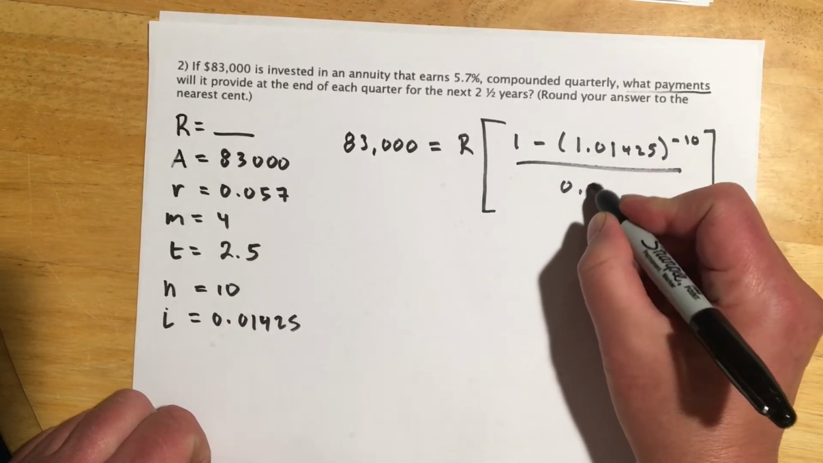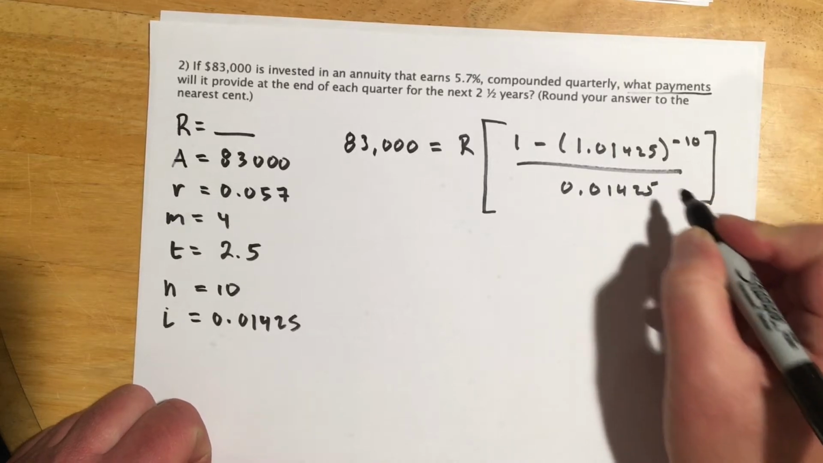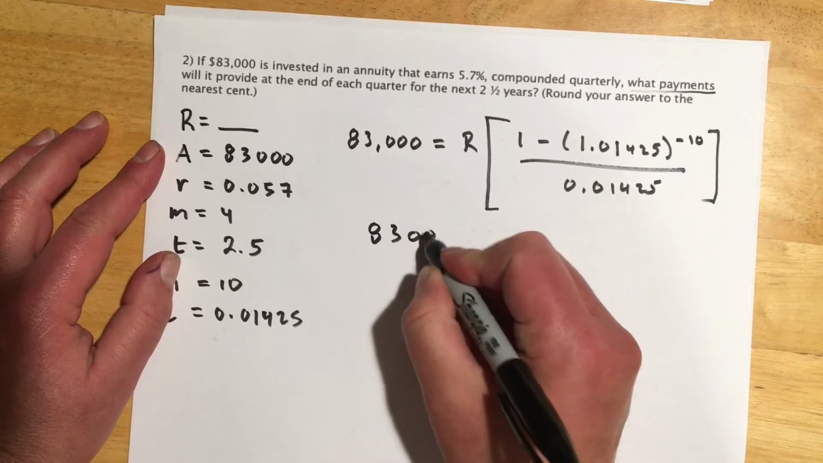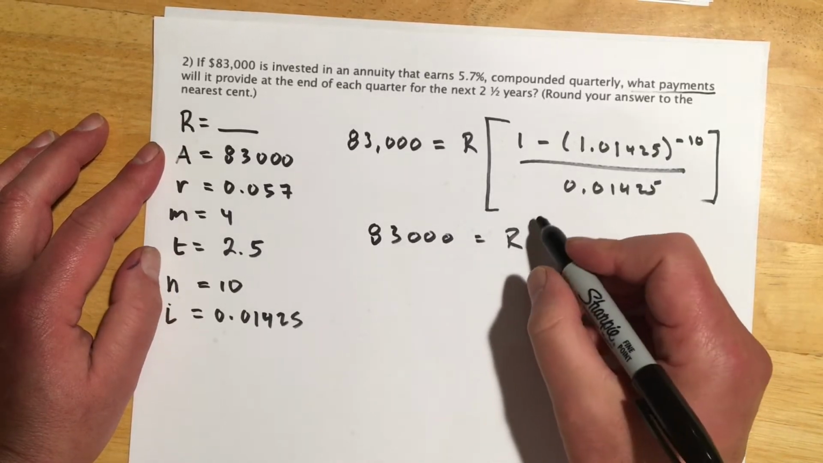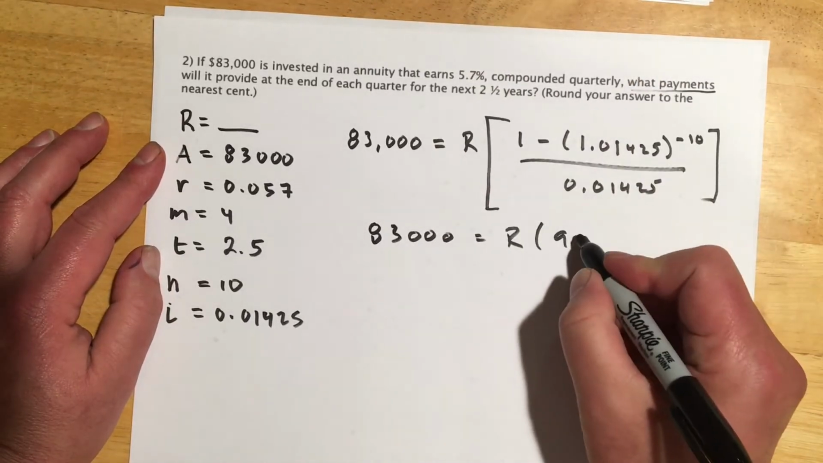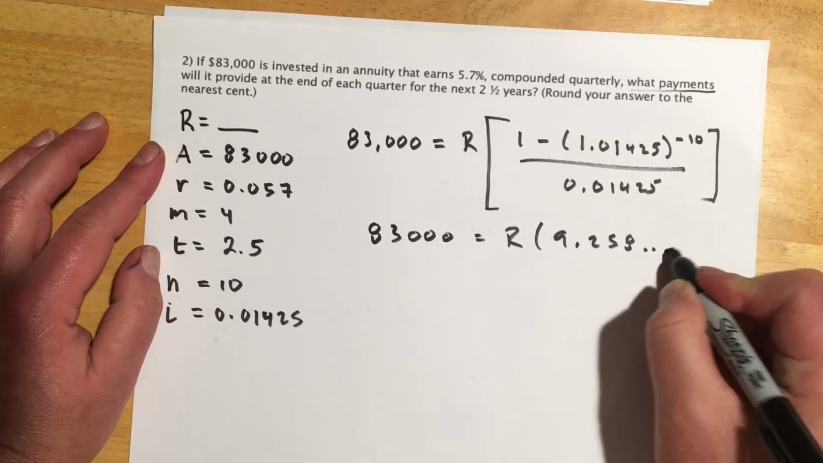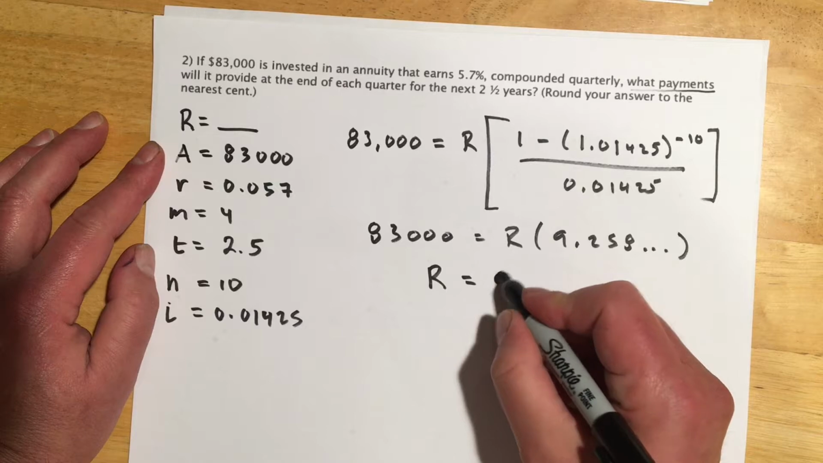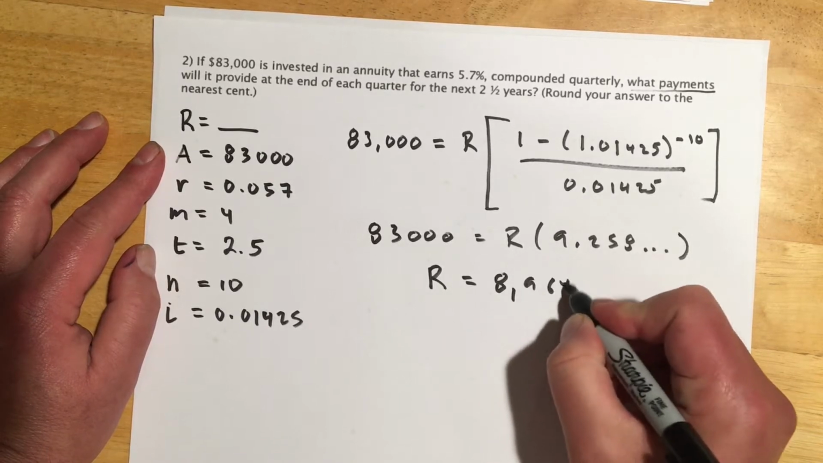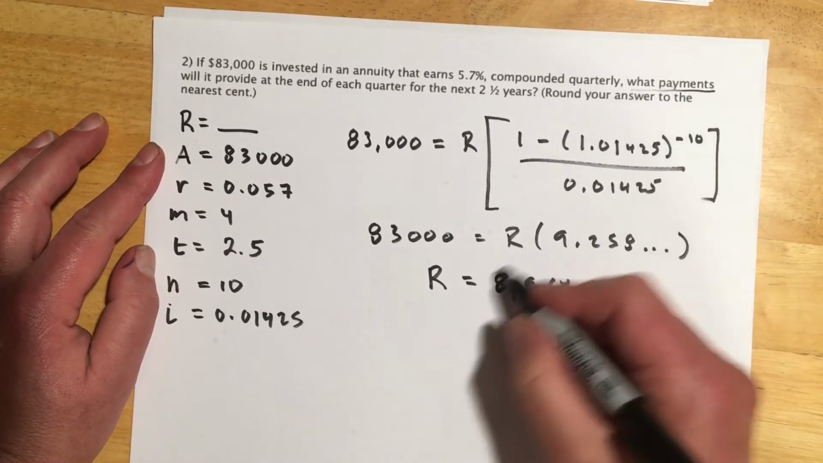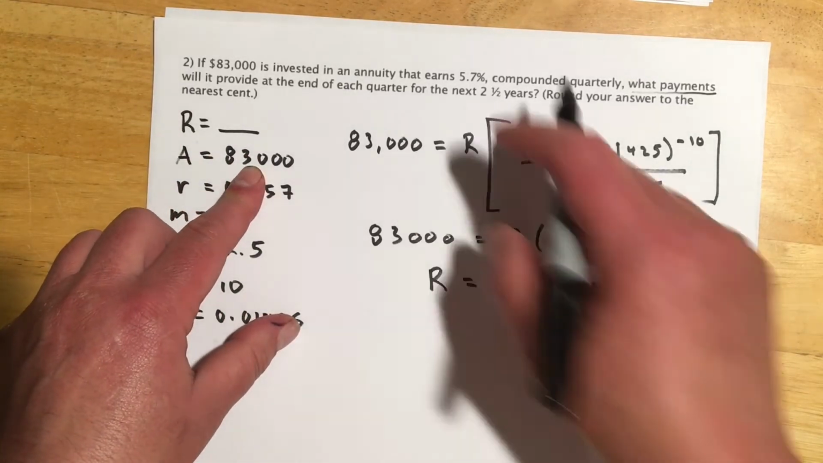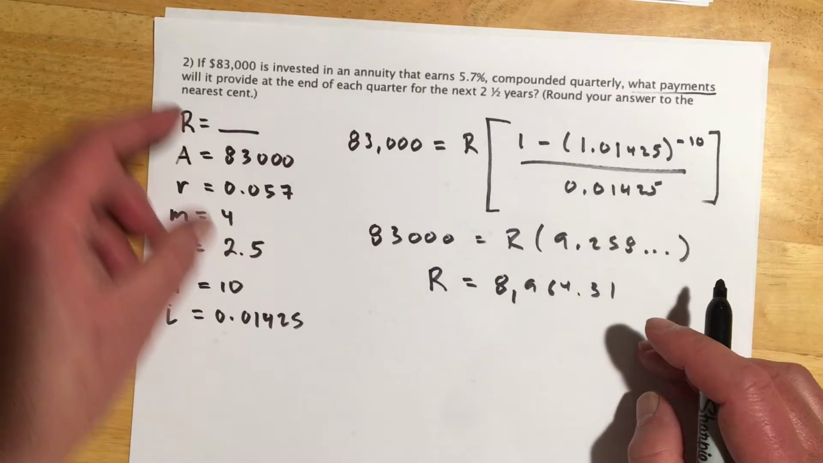So 0.01425. And then I tossed all that in the calculator. This should come out to 9.258, and then I divided it over. And that gave me $8,964.31. So this would be our payments with that. If we put this in an annuity, that would be our payments for the 2.5 years.